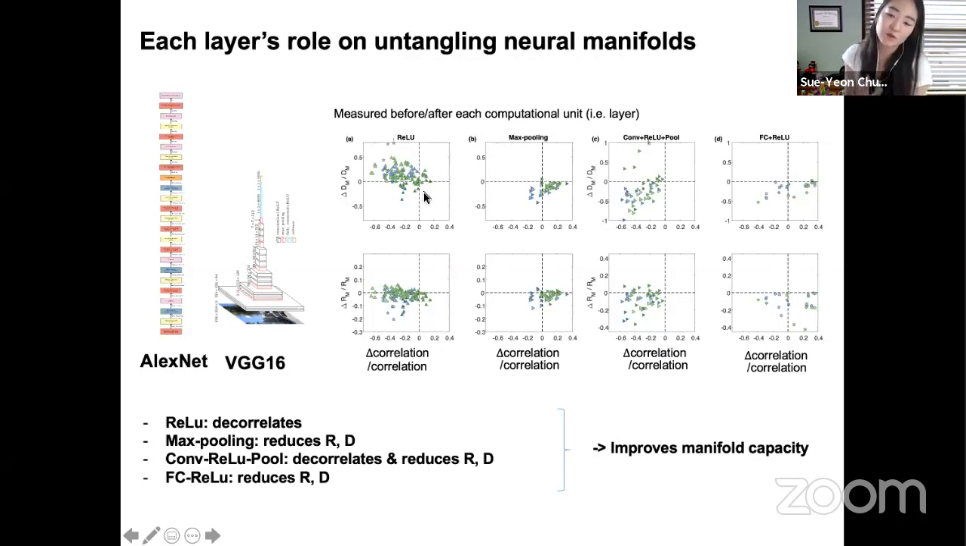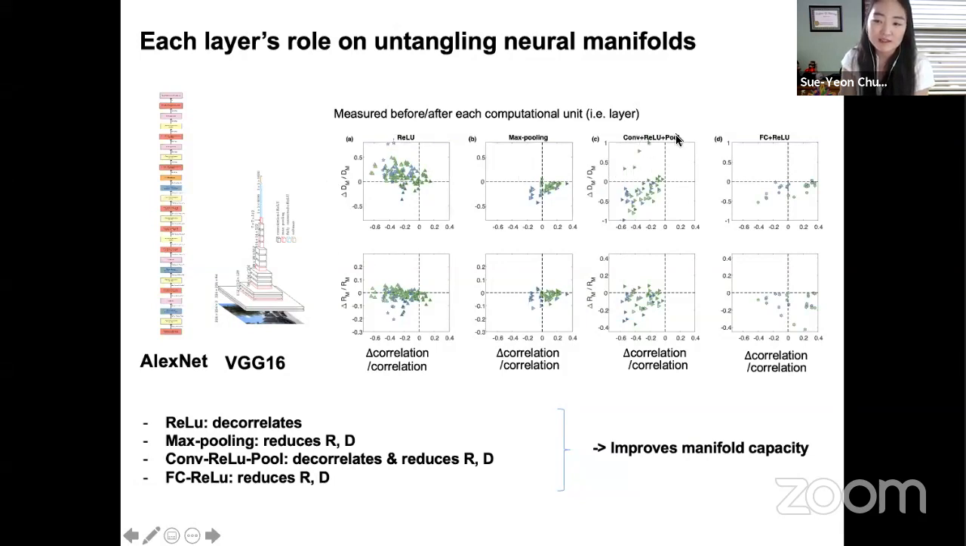And if you want to go in the direction where you're improving the object manifold capacity, you basically want to reduce all of these properties. And so you want to be in the negative quadrant. But what we're seeing is that after a single layer of ReLU, there's a trade-off. So it's reducing the correlation, but it's increasing the dimension. Here also, maybe here in the max pooling layer, this is decreasing the dimensionality and radius, but it's increasing correlation. There seems to be some trade-off between these properties.